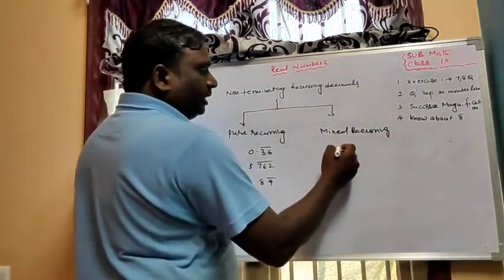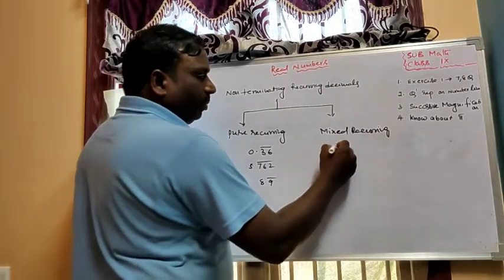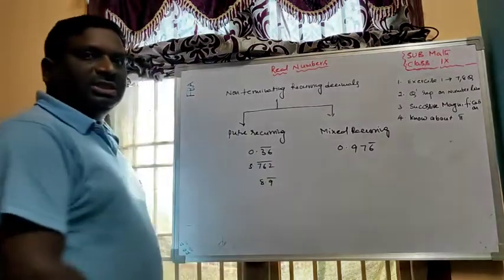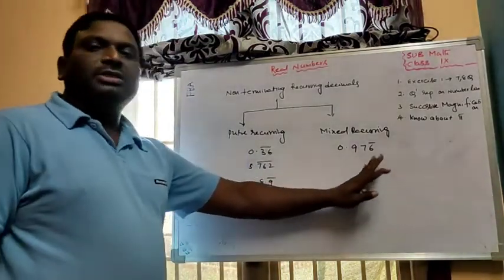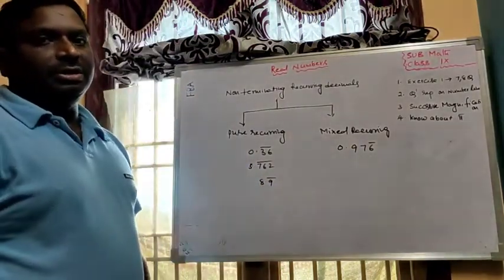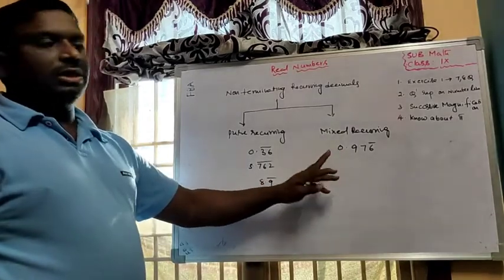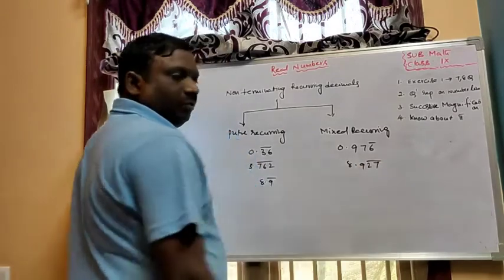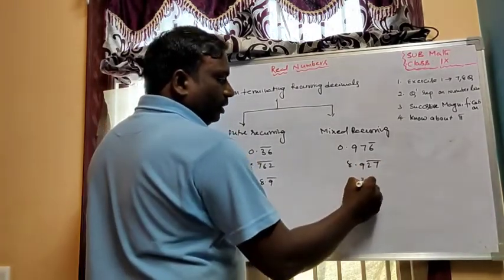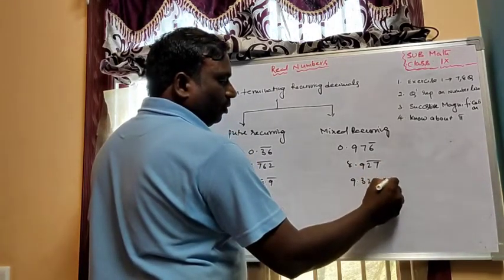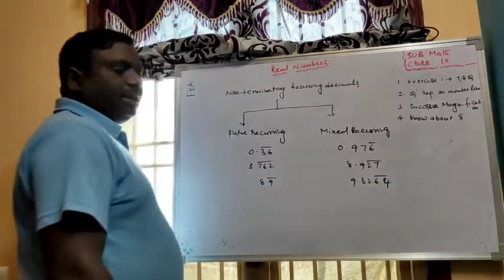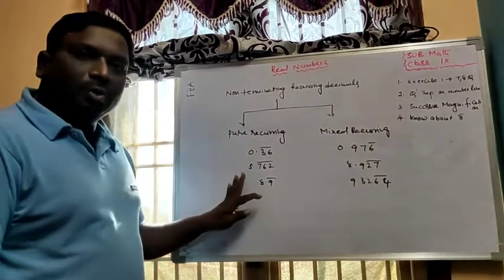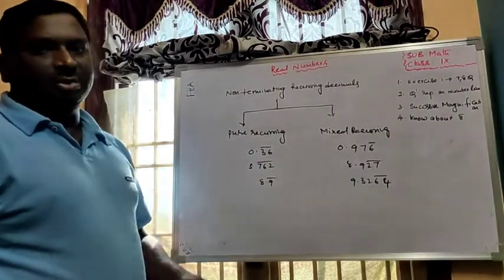What about mixed recurring? I am giving a mixed recurring example: 0.976. In the decimal part, some of the digits are repeated and some of the digits are not repeated. Those types of decimals are called mixed recurring. 8.927, 27 is recurring here. 9.3264, only 64 is recurring here. So these are mixed recurring decimals and these are pure recurring decimals.